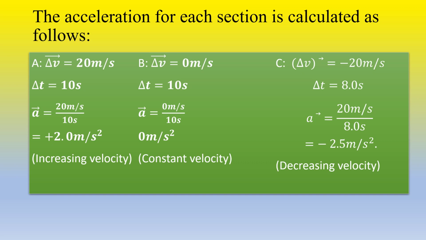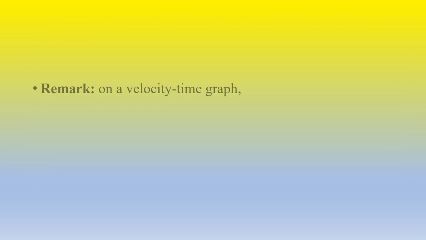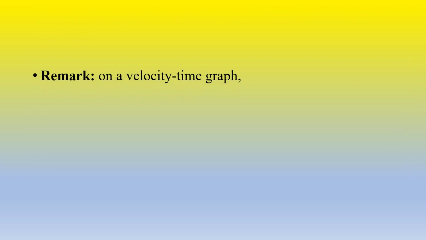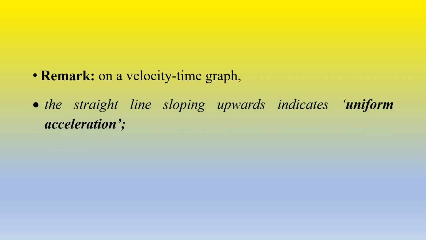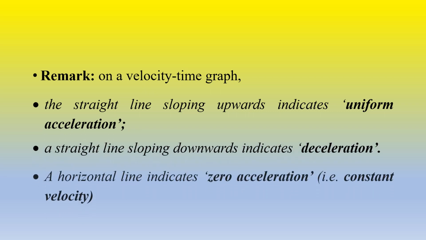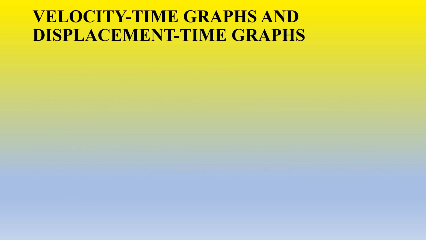Decreasing velocity. Remark. On a velocity time graph, a straight line sloping upwards indicates uniform acceleration. A straight line sloping downwards indicates deceleration. A horizontal line indicates zero acceleration, i.e. constant velocity. Velocity time graphs and displacement time graphs.